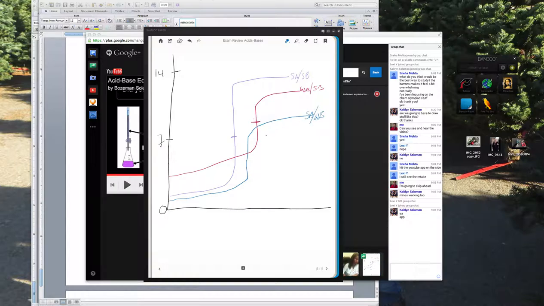And then finally, you have weak acid with weak base. I'll make this one green. And this one's just pathetic. Weak acid, weak base.